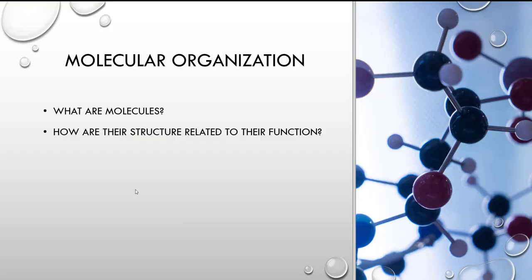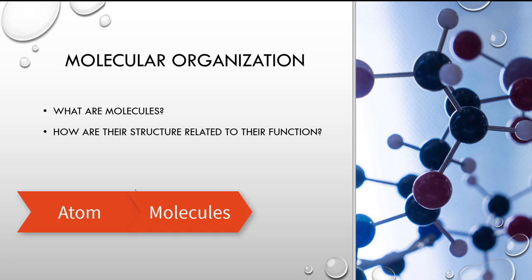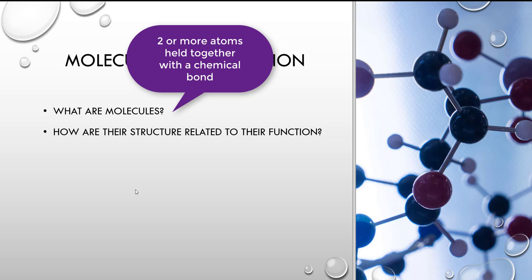Okay. So let's start out by talking about molecular organization. If you recall from chapter 1, we talked about the hierarchy of life, and that lowest level of life's hierarchy being the atom. In chapter 2, we learned all about atoms, and how atoms can form together to form molecules. Molecules are compounds of 2 or more atoms held together by a chemical bond.